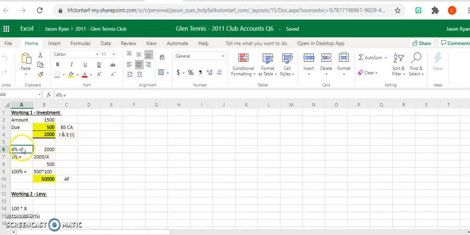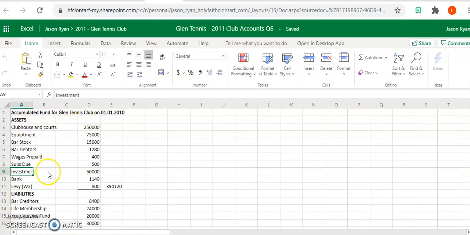So that 2,000 is equal to 4%. So 1% is equal to 500. So 2,000 divided by 4%. So 100% then is your 500 multiplied by 100. That's going to give you 50,000. And that's where that 50,000 comes into play then for your cumulative fund here. Your bank is straight from the question.